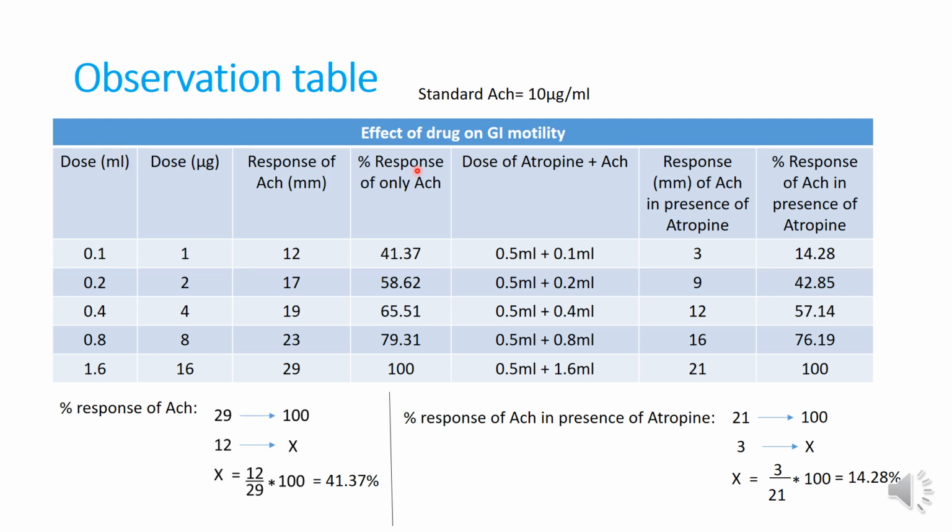Then the observation table; such a type of observation table we will get. Basically the standard acetylcholine we use here is 10 microgram per ml. So we will take doses of 0.1, 0.2, 0.4, 0.8, 1.6 ml. As the standard is 10 microgram per ml, how much for 0.1 ml? It will come here as 1, then 2, 4, 8 and 16.